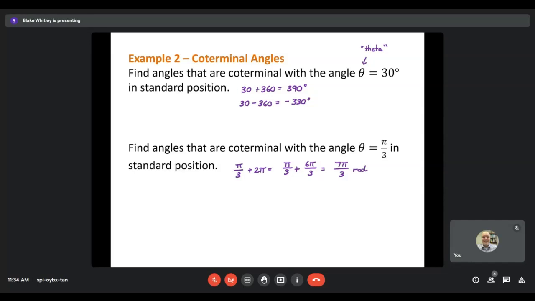And again, if you're looking for a negative angle, all we have to do is subtract 2 pi. So I'm going to take pi over 3 and subtract a full revolution of 2 pi. Again, we need that common denominator. It's still going to be the same thing though, 6 pi over 3. And now when we subtract, we just take the numerators and subtract. Pi minus 6 pi is negative 5 pi. Keep your common denominator, 3. And again, that is in radians. So negative 5 pi over 3 radians is coterminal with pi over 3 radians.